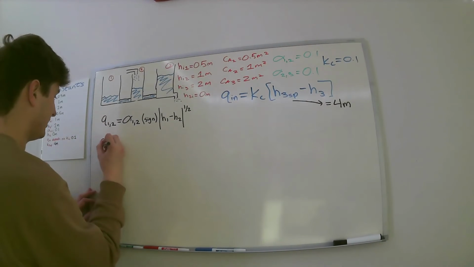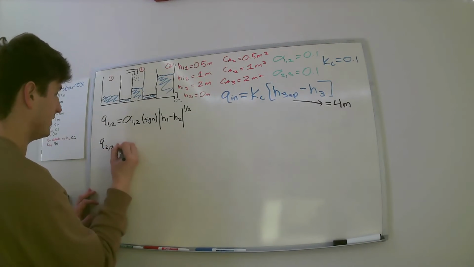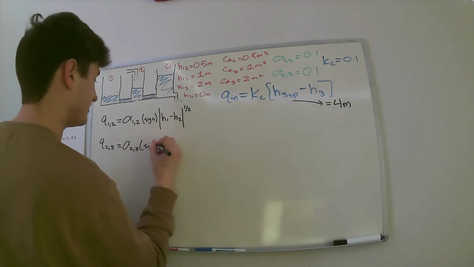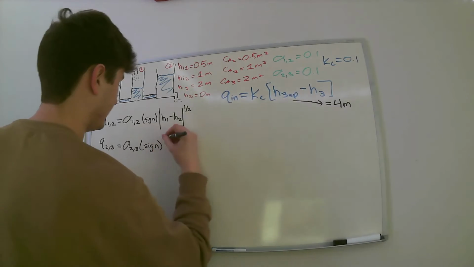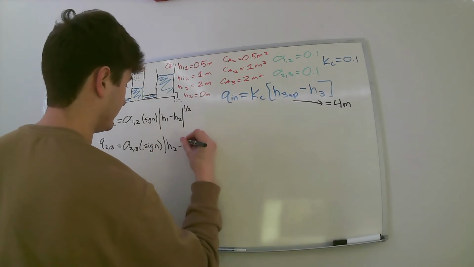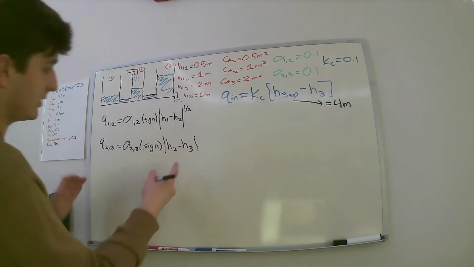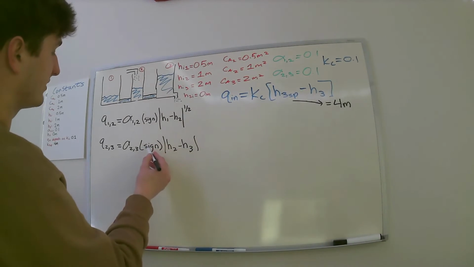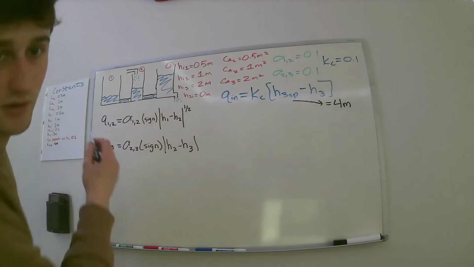All right, and then we need the same thing for 2 to 3. We're going to use our alpha for 2 to 3. Same function, same things. We need the sign of h2 minus h3 and the square root. So if h3 was bigger in magnitude, this would be a negative number. So we're going to take that sign because it is going to be flowing into tank 2.